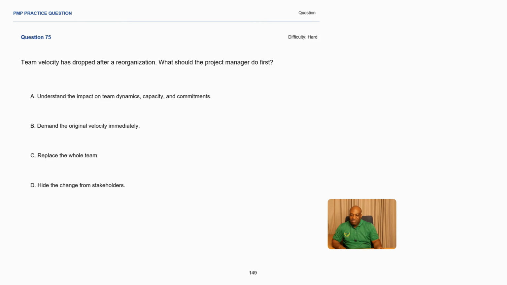Practice question number 75. Team velocity has dropped after a reorganization. What should the project manager do first? So team velocity is how much they can do in a sprint, okay? And in this particular scenario, it has dropped. So this is our issue after reorganization. So there was a reorganization that led to the drop in team velocity, how much they can produce within a specific sprint. So let's go through the answers now.